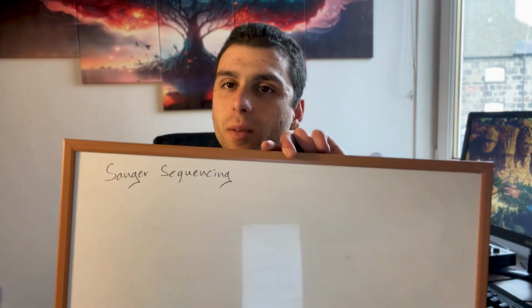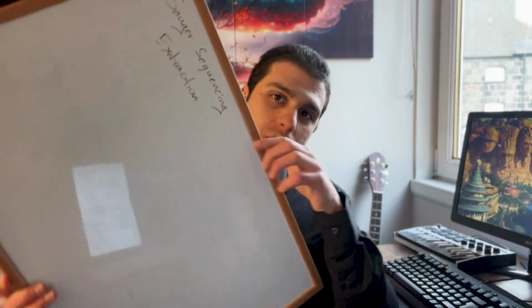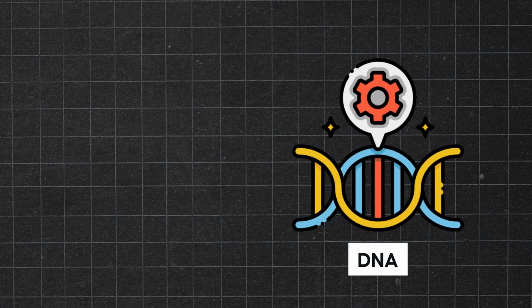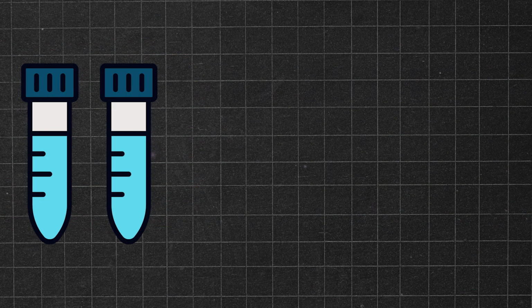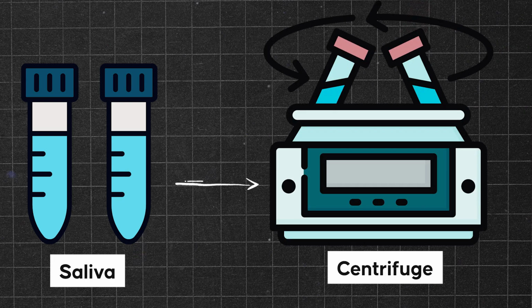So this is where this comes in, my whiteboard. Sanger sequencing can be split into different parts, but the first one is extraction. So the extraction process is very simple. You take a cell, or nowadays we take saliva, and you basically want to separate the thing that we want, which is the DNA, from the things that we don't want, which is the other molecules in there. So how do we do that? We put this sample of saliva into a centrifuge and we spin it really fast.